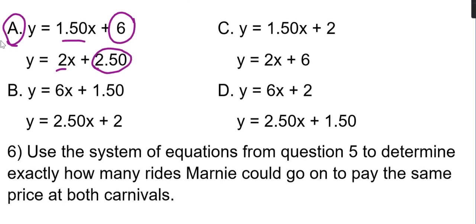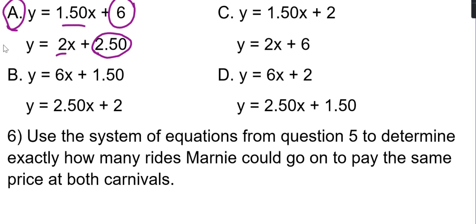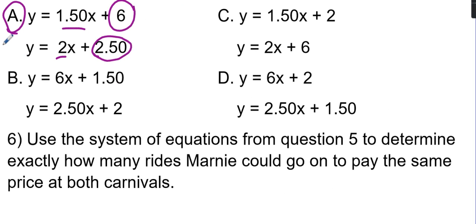Okay, now question 6 follows. It's on the same page here because it uses that system. It uses the system of equations from question 5 to determine exactly how many rides Marnie could go on to pay the same price at both carnivals. So if we're trying to figure out a number of rides that's the same amount for both carnivals, number of rides was the x, right? We multiplied the price per ride by x, so x is the number of rides, and we want to have the same price. We're looking for a solution.